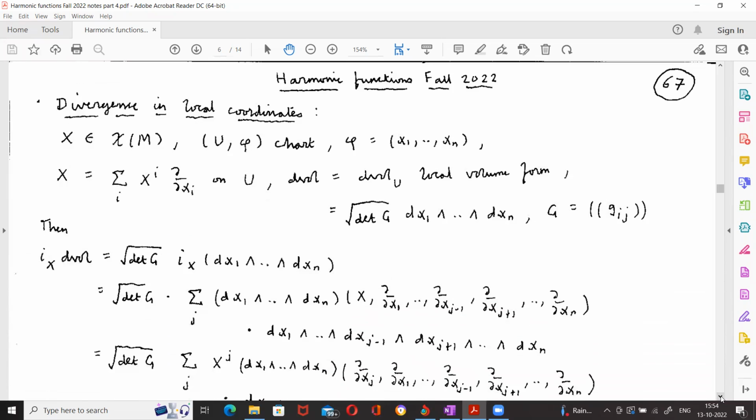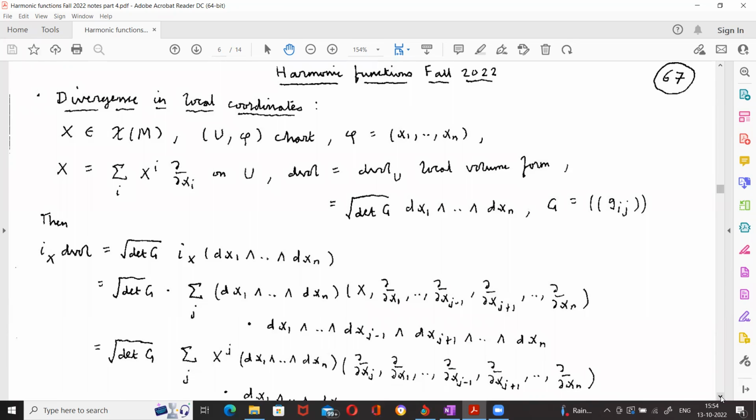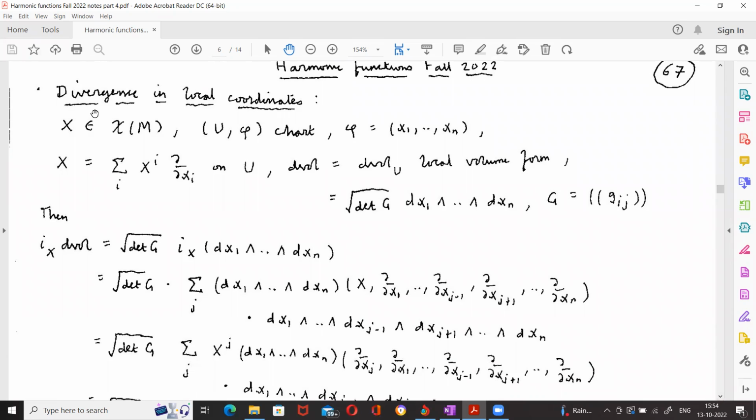Okay, now let's compute the divergence in local coordinates to finish for today. I think that should be enough. And we'll see that it's a first order differential operator, just like in Rn, all right? So suppose X is a vector field and we take local coordinates phi equal to x1 to xn. And let's write X as summation X^i del/del xi, with respect to the basis del/del xi, locally. And let dvol be a local volume form.